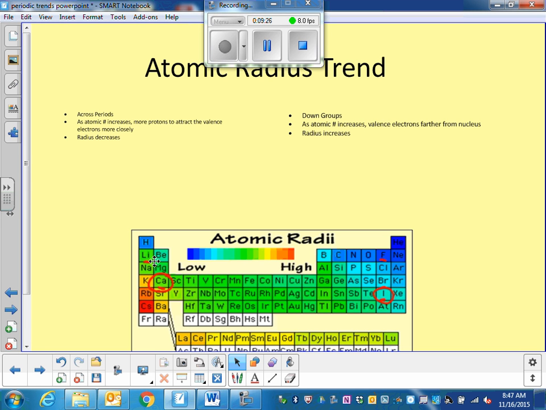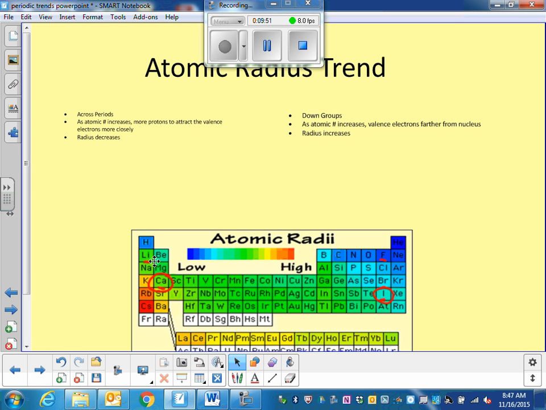Are we good? You really need to write these things out. If you don't, you will not get any credit. So the trends unit is all about being able to explain the why. Do we understand this? Okay. So we are good with atomic radius. Now, let's go to the second block.